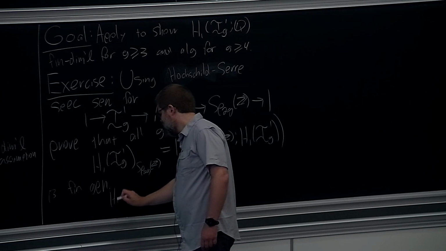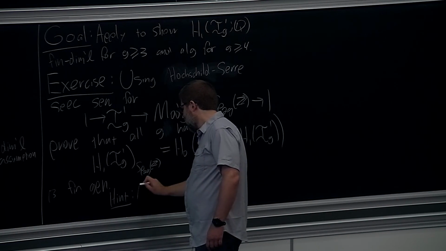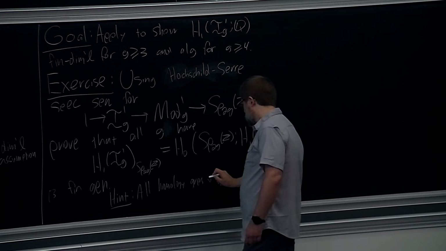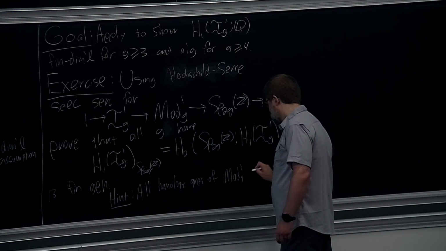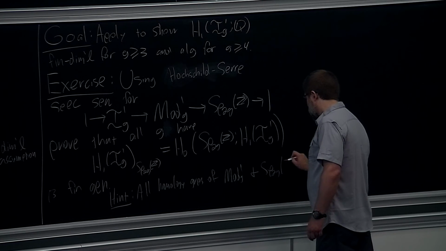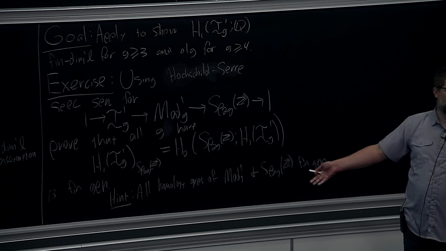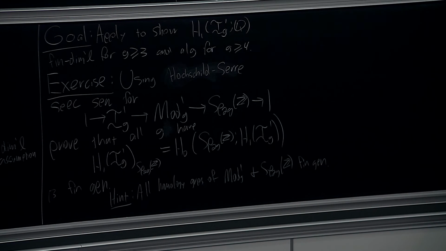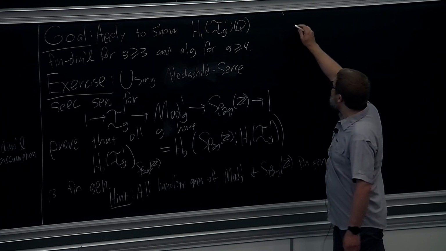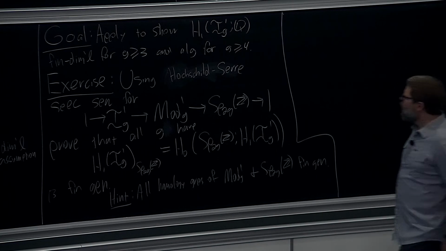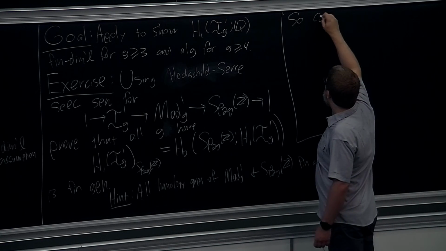So, a hint: all homology groups of Mod g,1 and Sp_2g(Z) are finitely generated. Then you just look at the spectral sequence and it's going to pop right out at you. That sound is a technical term. It really does make that noise as it comes out of the spectral sequence. So the co-invariant statement is very easy. The co-invariant statement is sort of formal.